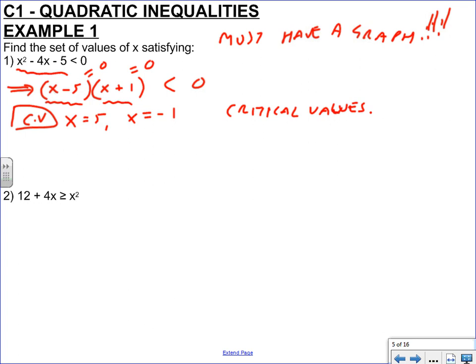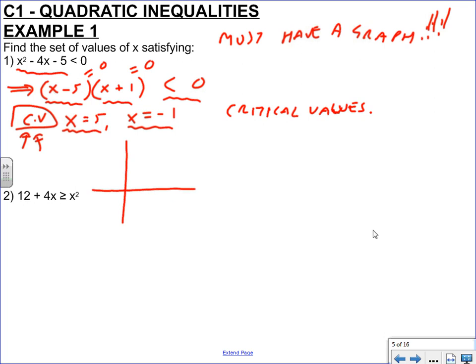The reason they're called critical values is because what we're interested in is when the y value is less than 0, so when the curve is less than 0. These are critical because either side of these values, the graph is going to be positive or negative. In other words, either side of these values are the tipping point between the scales, aren't they? So what do I mean by that?